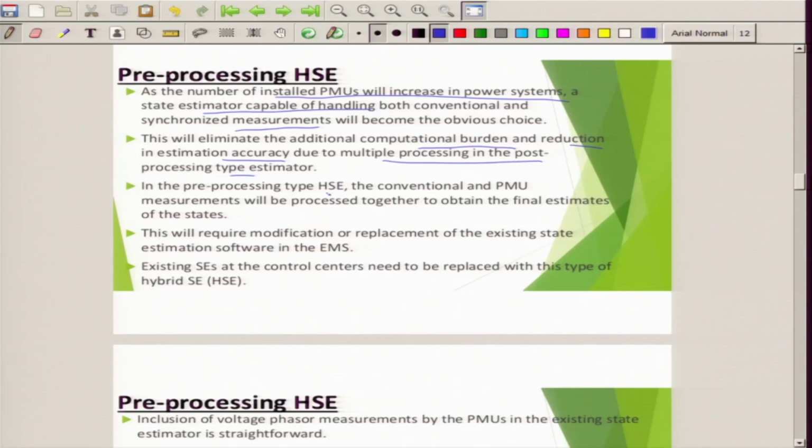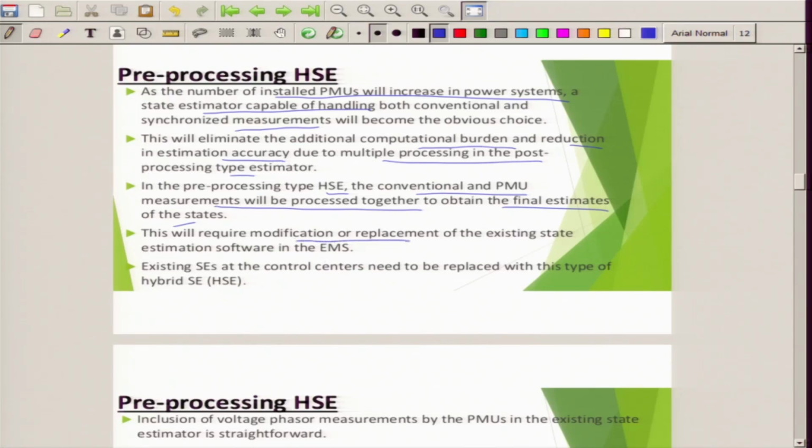Each and every stage may have its own inaccuracies adding up, finally yielding a result which may be better than just a conventional state estimator because you are using PMU data as well. But in the pre-processing HSE, which takes the PMU measurements and the conventional measurements together, you can increase the accuracy of the state estimation. So in the pre-processing type HSE, the conventional and PMU measurements will be processed together to obtain the final estimation of the states.